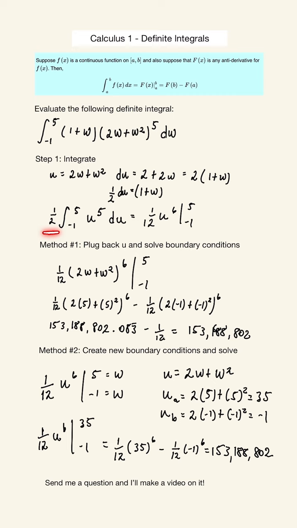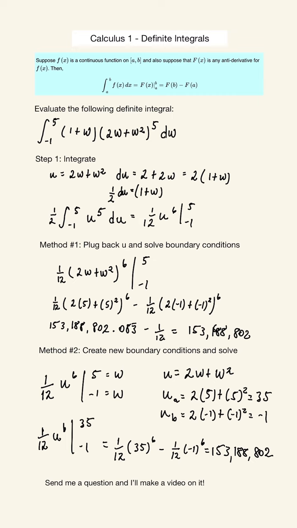After that, we'll get 1/2 the integral from -1 to 5 of u to the fifth. And this is very easy to get to this point in the problem, but the one thing we have to remember is that our boundary conditions -1 to 5 are in terms of w. So they're supposed to be evaluated when we have an expression using w. And now we have an expression in terms of u. And so now we'll have to decide whether we want to keep our boundary conditions the same or if we want to change our boundary conditions.